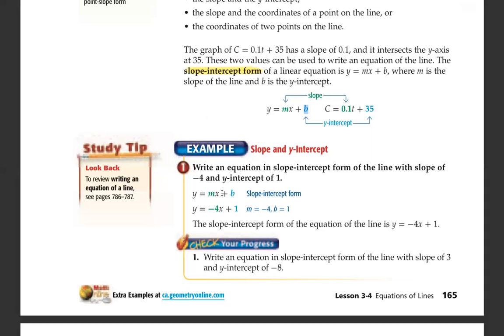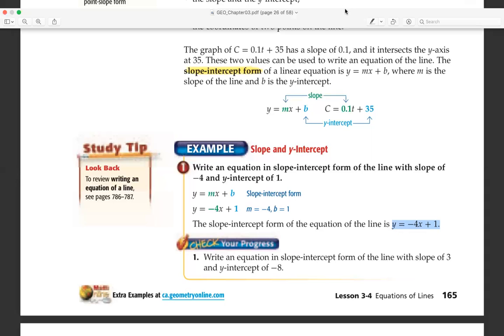So therefore, the equation of the line that has this slope, which is -4, and the y-intercept of 1 is y equals -4x plus 1. So this is the equation of the line whose slope is -4 and y-intercept is +1. Okay, what about here?